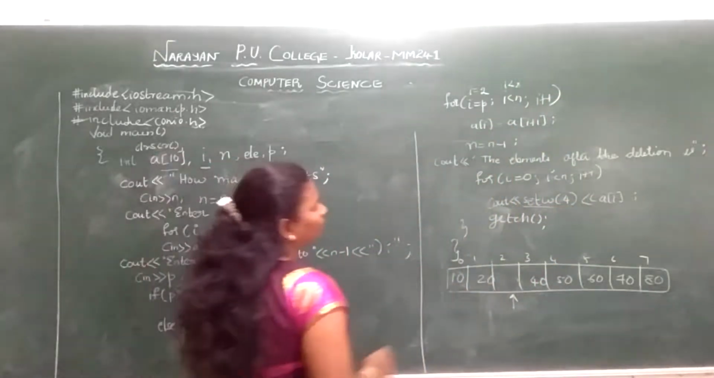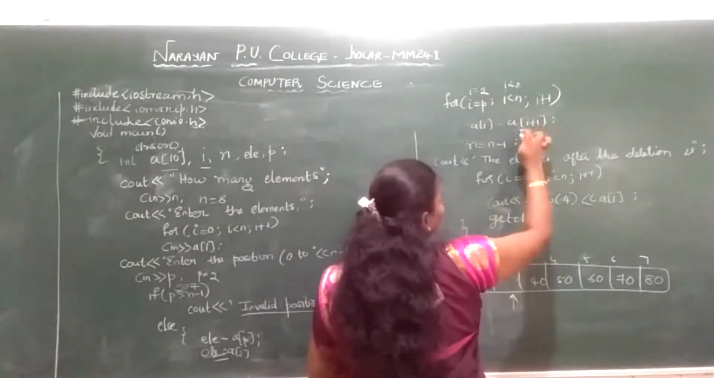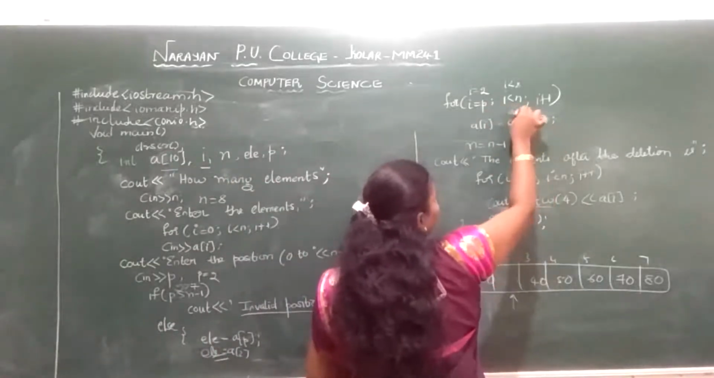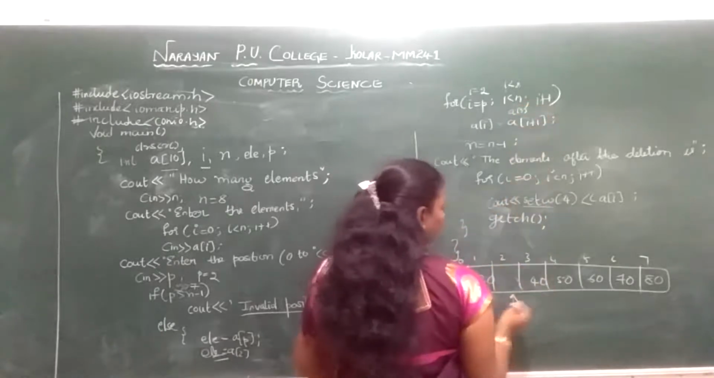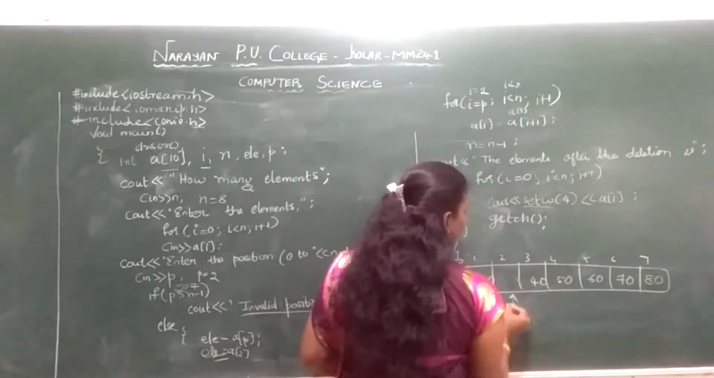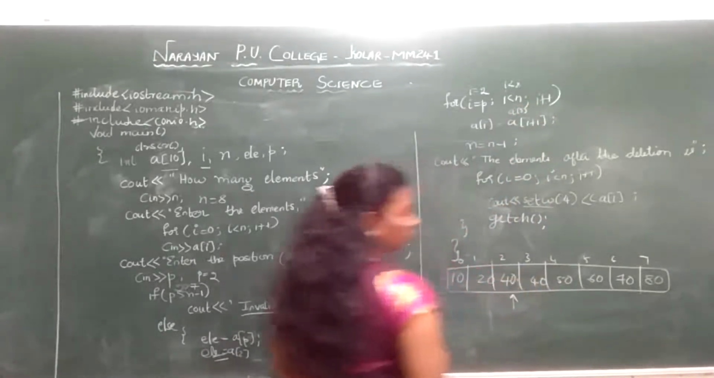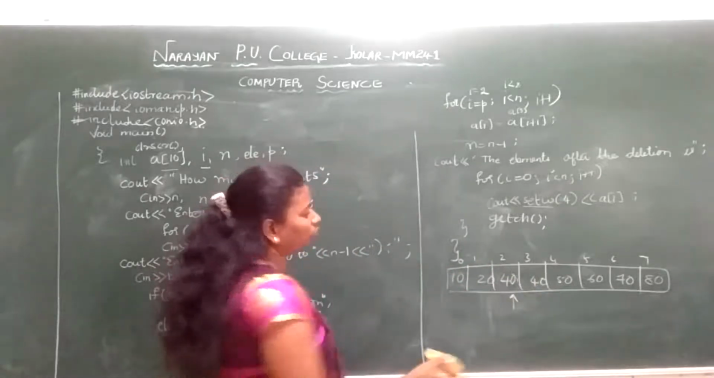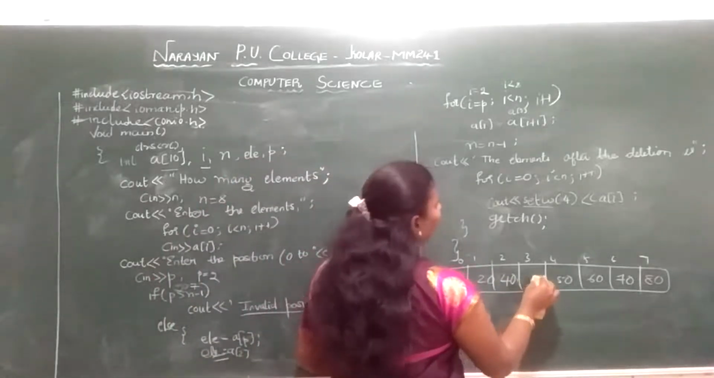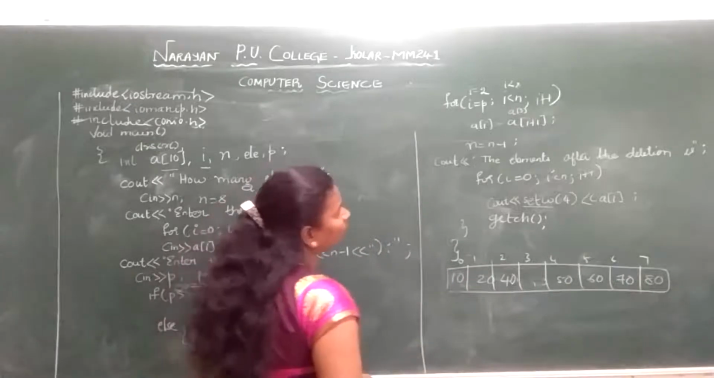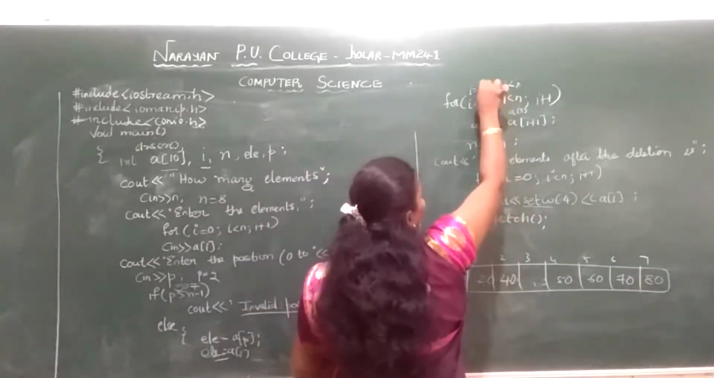What is a of i plus 1? i is 2, 2 plus 1 is 3. So a of 3, I will give it to a of 2. Okay, a of 3 is 40. Now 40 is moved to position 2. Again, the i value gets incremented from 2 to 3.